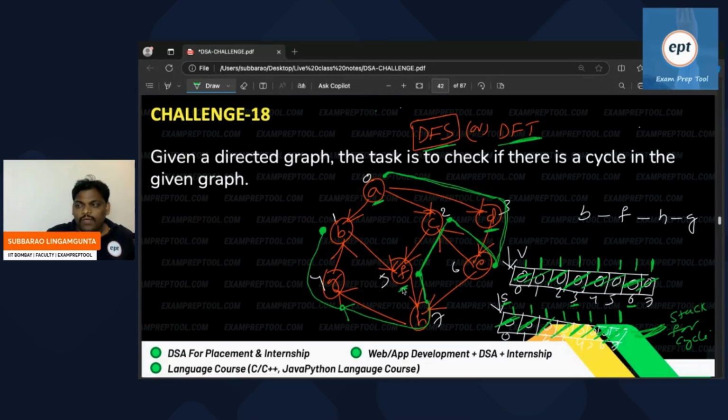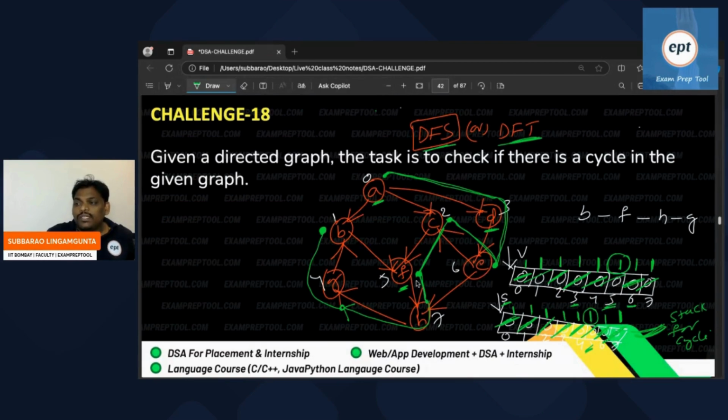Can you help me now? F is already widgeted. F means what? 5. 5 is already widgeted? Yes. It is already widgeted, so I don't want to widget. That is okay. And one more thing, is he there in the stack? 5 means 5 number is 1 in the stack. Yes. Indication that it is there in the stack also.